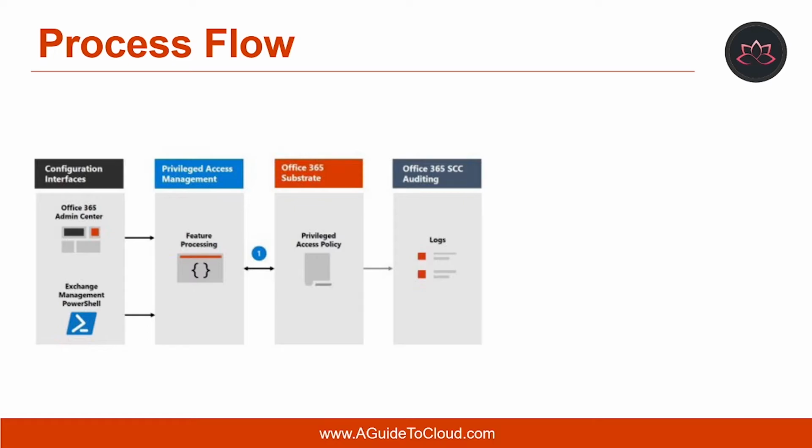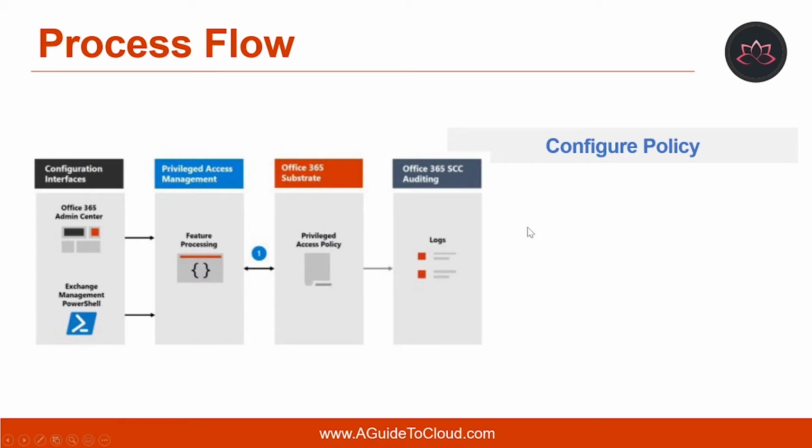Let's understand the privileged access management process flow. The first step is configure a privileged access policy. When you configure a privileged access policy with Microsoft 365 Admin Center or Exchange Management PowerShell, you define the policy and the privileged access feature processes the policy attribute in the Office 365 substrate. The activities are logged in the Office 365 Security and Compliance Center, and the policy is now enabled and ready to handle incoming requests for approvals.